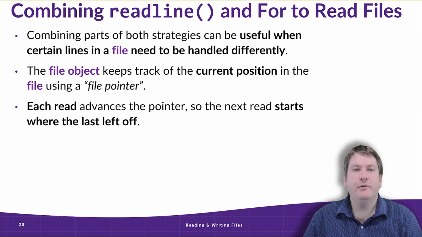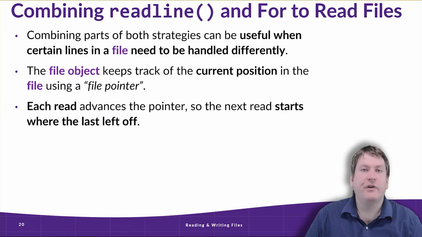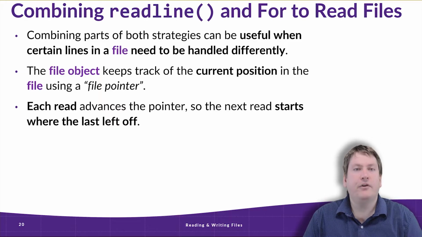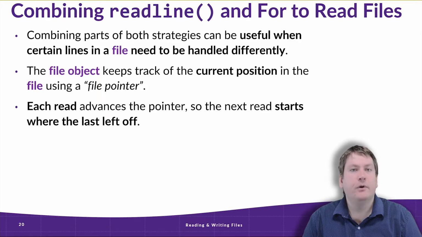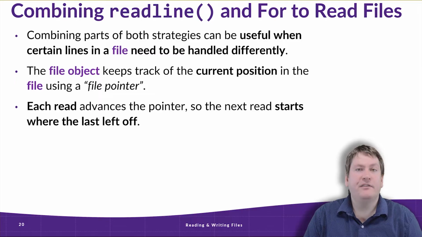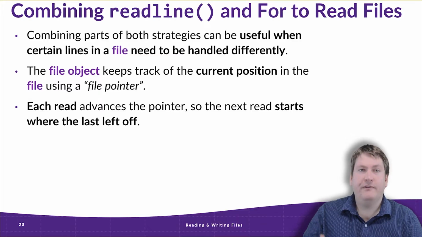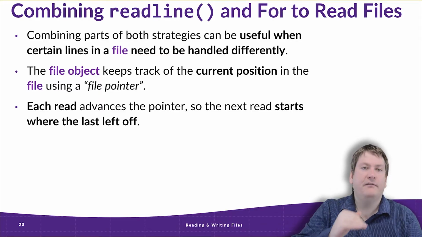Now, one thing I should point out is we're not limited to just using one strategy or the other. We can use both readline and that for loop in the same program. And the way these interact together is that the file object keeps track of our current position in the file. So if we do a few readline calls before the for loop, it means that for loop is going to start off where we left off in the file. So if we read the first 2 lines using readline, and then we loop through the file, we'll be starting on the 3rd line of the file.